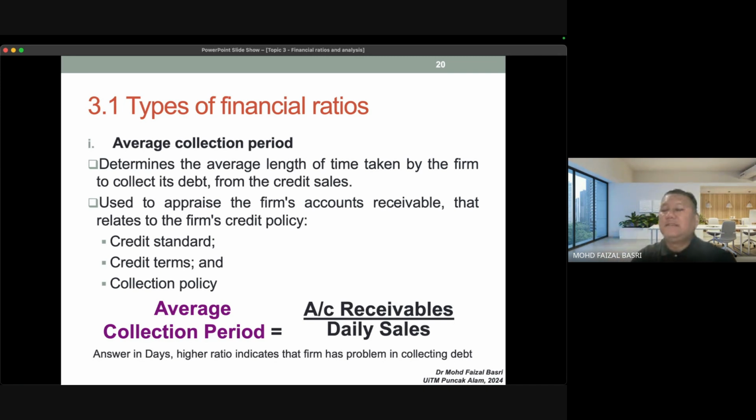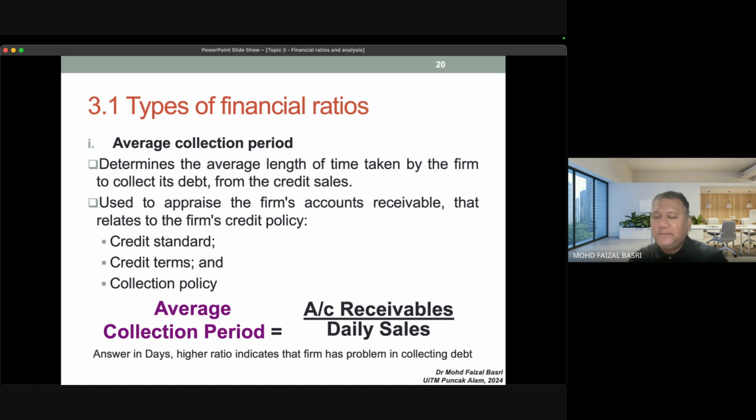So we sell our goods on credit to our client, so we want to collect it as soon as possible, right? So this is the only ratio whereby the answer will be in days. So far, even from the previous class, most of our ratios are either in times or in percentage. But for this ACP, this is the only ratio whose answer is in days, how many days taken in order to do their collection. So this ACP can be used to appraise the firm's account receivable.